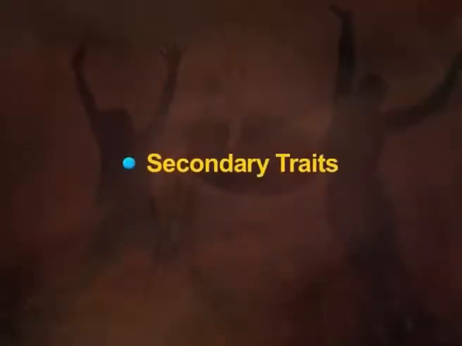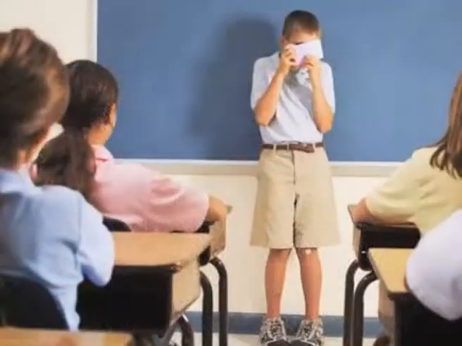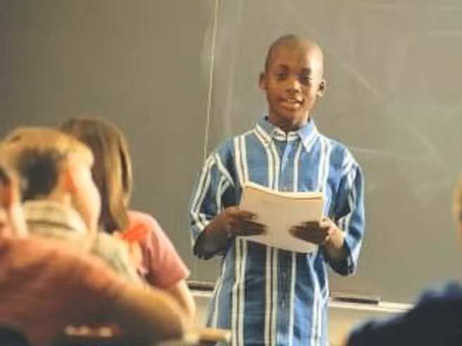Coming to the secondary traits, these traits are sometimes related to attitudes and preferences, and only in certain situations or under certain circumstances are these traits exhibited. For example, being anxious when speaking in front of a group. This trait of being anxious while speaking in front of a group is very rare and only occurs in certain situations. So, these are secondary characteristics.